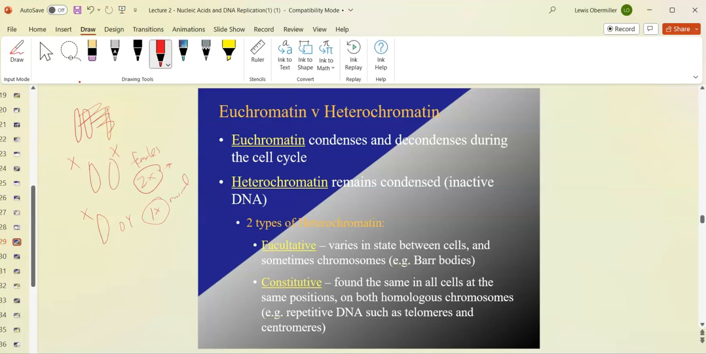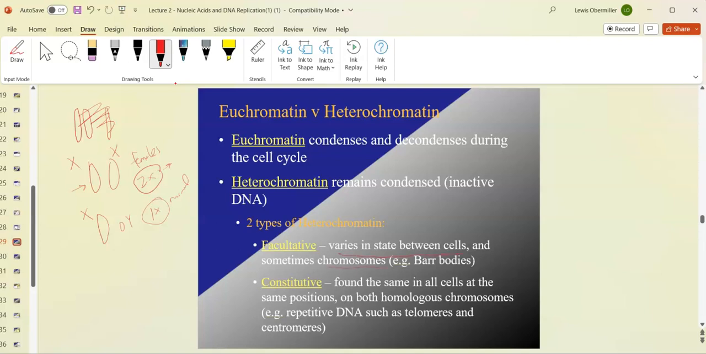So to compensate for this, a female has to shut down either this chromosome by condensing it, just like we talked about with histones, or this one, right? And that process is a random process in humans. So either one of those could get condensed. And that's what we mean by it can vary between states of cells or even chromosomes.